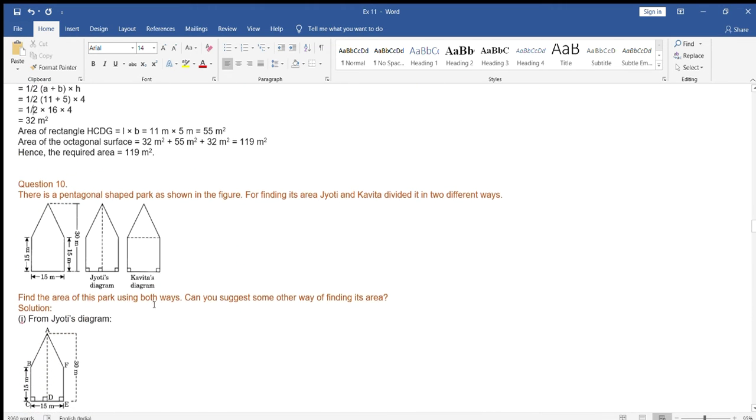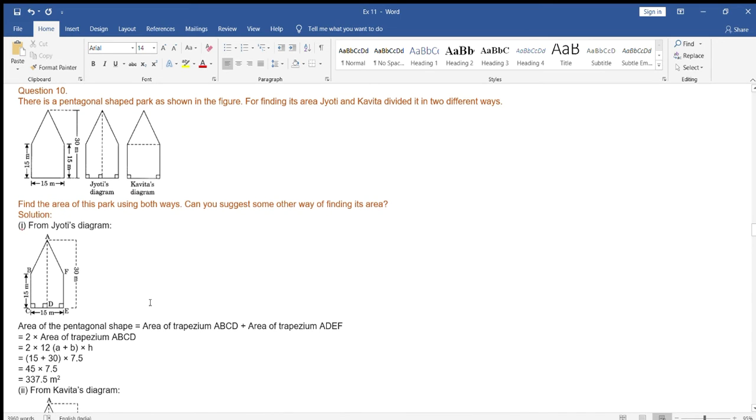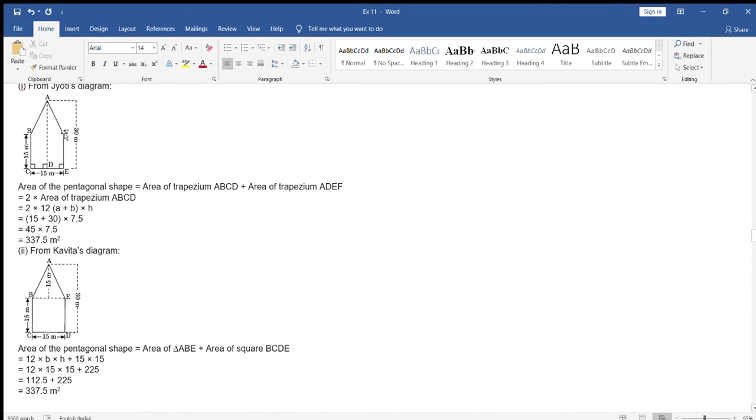Now, question number 10. In question number 10, a pentagonal shaped park is given to us. Two girls, Jyoti and Kavita, divide it in different ways and find out the areas. We have to find the area by both ways. Just see how Jyoti has divided it from the middle. So we are getting two trapezium.